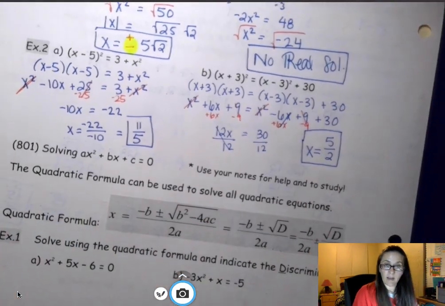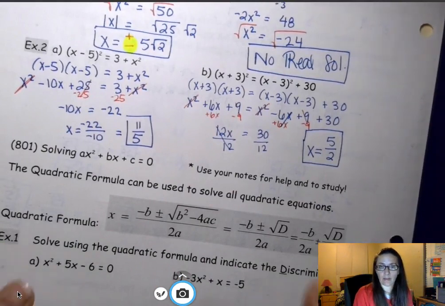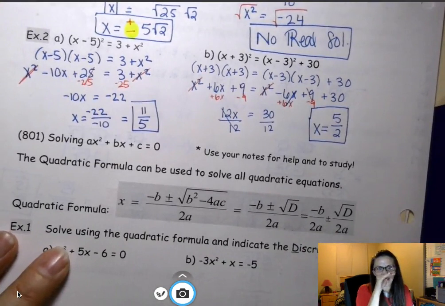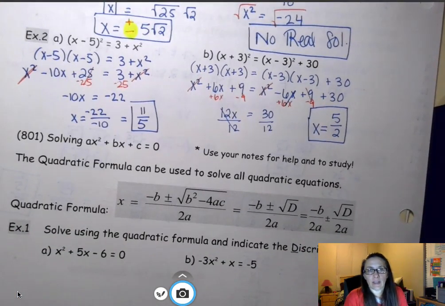There we go. Hopefully I did that right. Otherwise, check out the work. Make sure you have it written down pretty well. Now, 801 talks about solving ax squared plus bx plus c. Use your notes for help and to study. Make sure you come back to these. Make sure you study these.